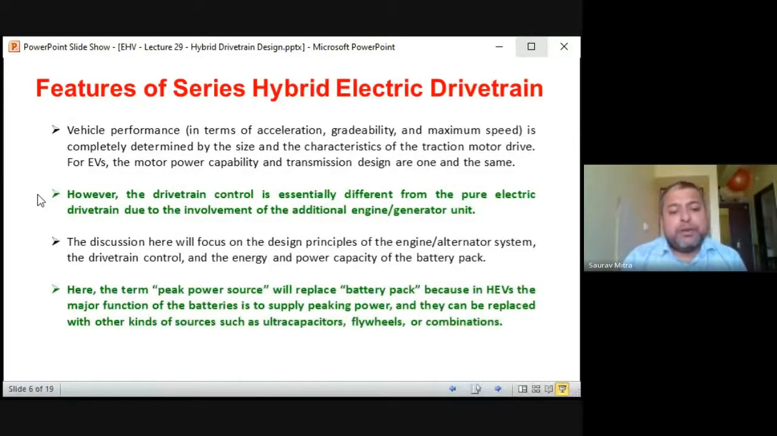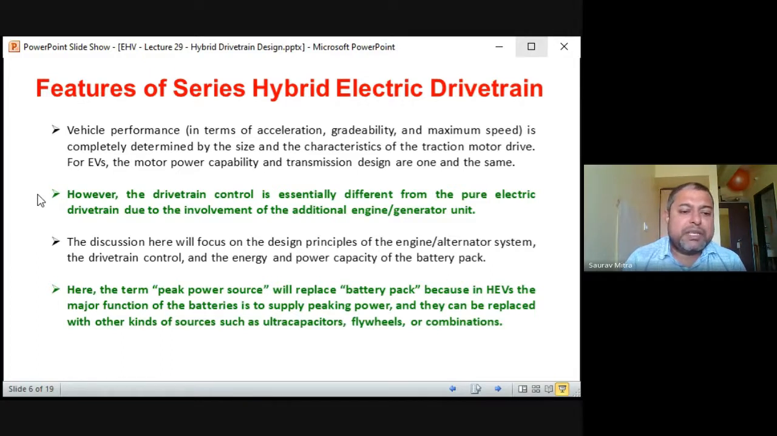Here the term peak power source will replace the battery pack. Whenever I say peak power source, it is talking about the battery pack, which is the auxiliary power source, because in HEVs, the major function of the batteries is to supply the peaking power. I am telling you the same thing repeatedly: main power is supplied by the energy generator source, and if there is a sudden demand, that will be supplied by the battery, and that is called a PPS, a peak power source.